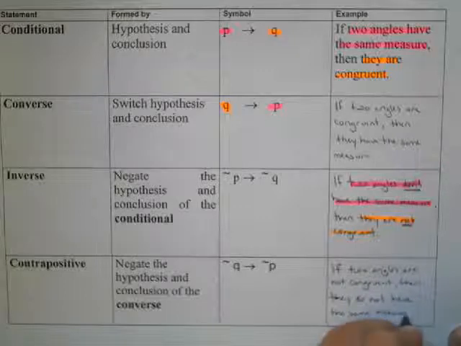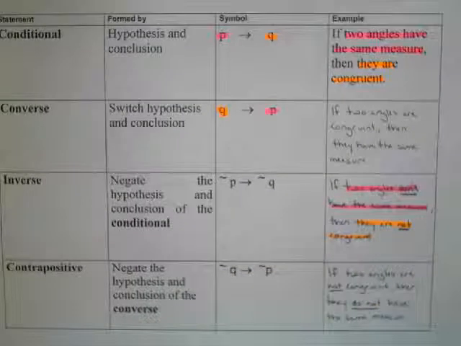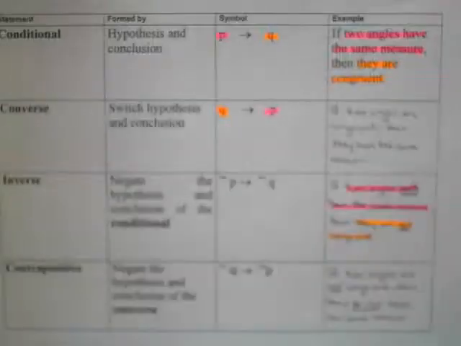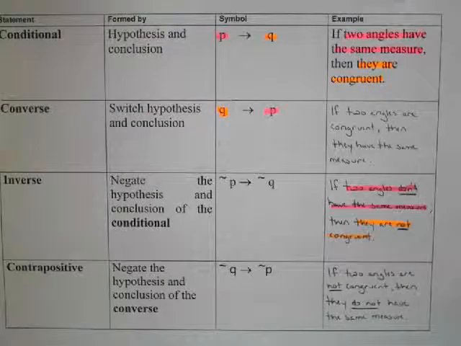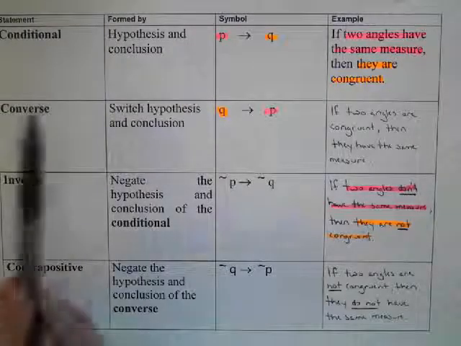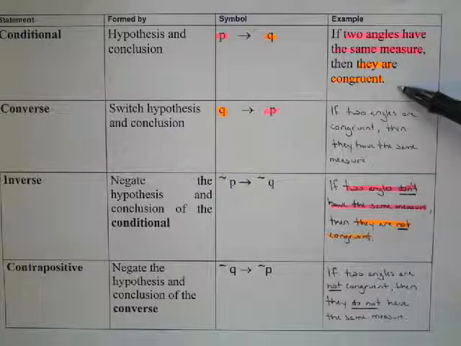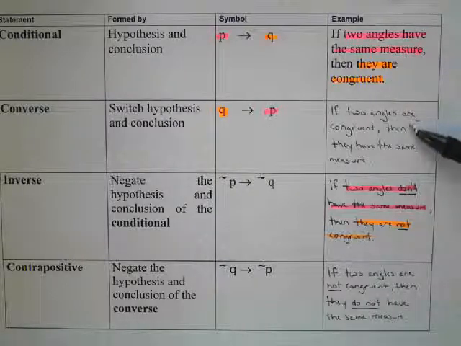So again, we put in words that will negate. So if two angles are not congruent, then they do not have the same measure. So just to review, the conditional is your original statement. Hypothesis, conclusion. If two angles have the same measure, then they are congruent. The converse, we want to switch. So if two angles are congruent, then they have the same measure.